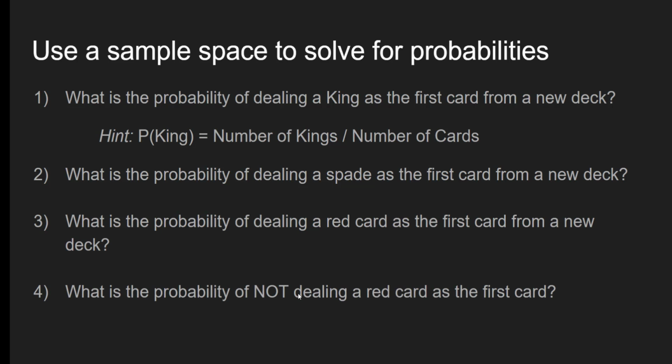The probability of not dealing a red card would be 50%. So this would be 1 minus the probability from number 3. 1 minus 50% would be 50%. The probability of not dealing a red card would be 50%.